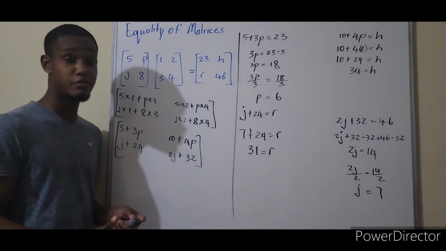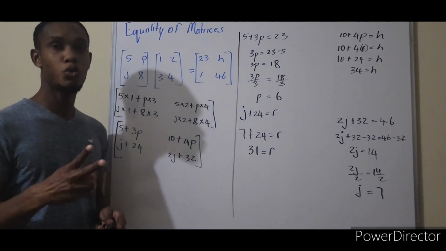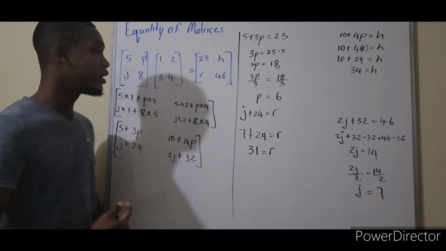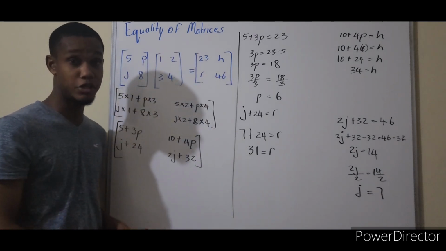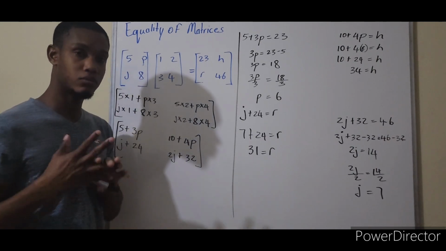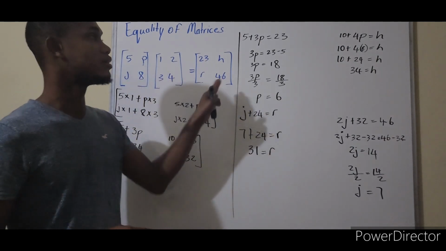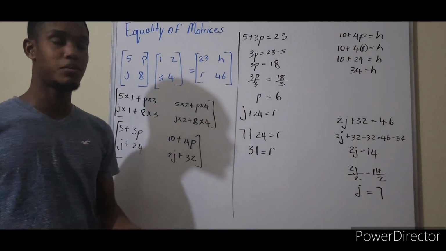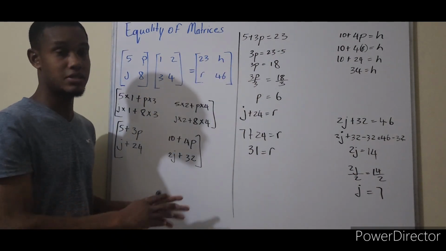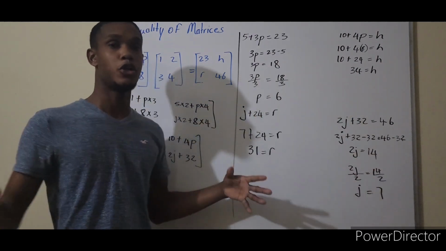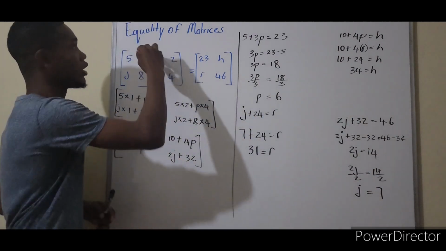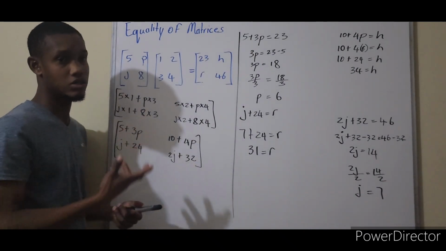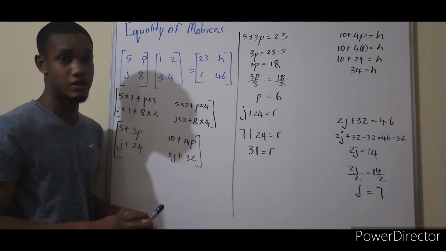So for the equality of matrices, it's just two concepts being merged together. Concept one is normal multiplication of matrices, and concept two is the process of solving linear equations. Once you're able to multiply matrices and you're able to solve equations, you just merge both of them and you are basically able to answer all questions on the equality of matrices at this level.